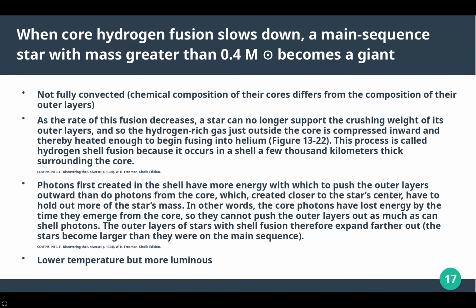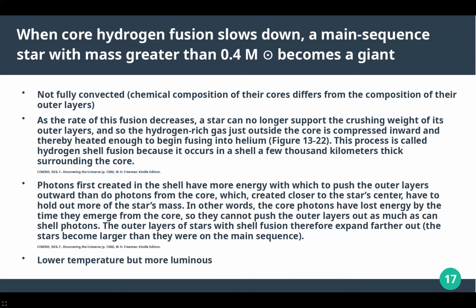When core hydrogen fusion slows down, main sequence stars with mass greater than 0.4 solar masses become a giant. Not fully convective, the chemical composition of their cores differs from the composition of their outer layers. As the rate of this fusion decreases, the star can no longer support the crushing weight of its outer layers, and so the hydrogen-rich gas just outside the core is compressed inward and thereby heated enough to begin fusing into helium. This process is called hydrogen shell fusion because it occurs in a shell a few thousand kilometers thick surrounding its core.